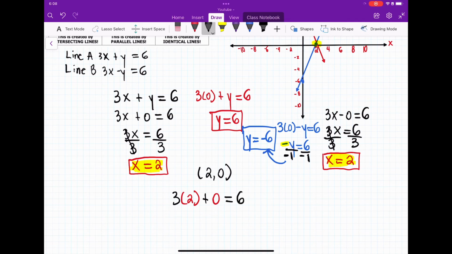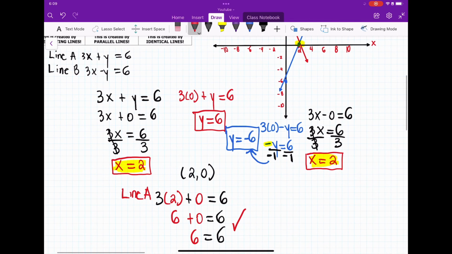So when we look at this problem, 3 times 2 gives us 6 plus 0, and this is equal to 6. So we can say that this is true. 6 is equal to 6. I'm sorry, let's go back and put that in red because I want to make sure it sticks out. So we know that works for the first equation. This is for line A. Now we want to do the same thing for line B.